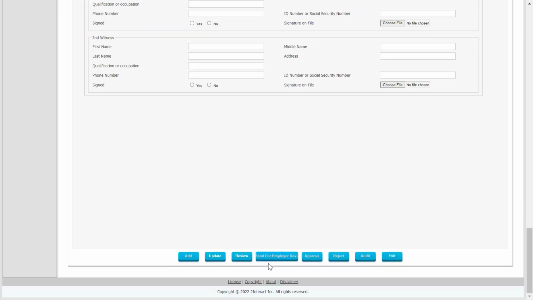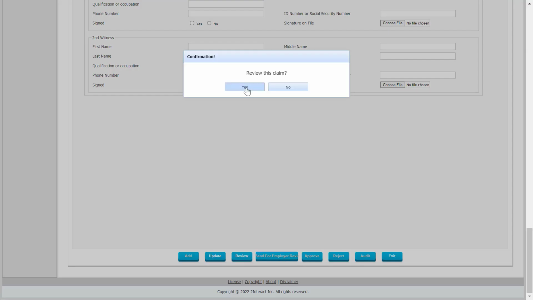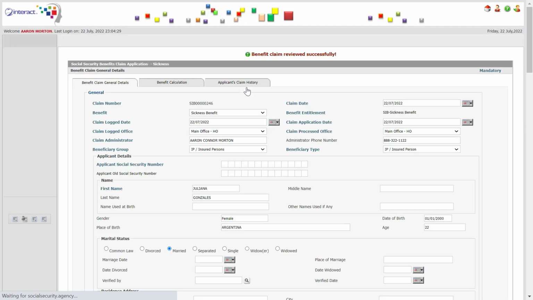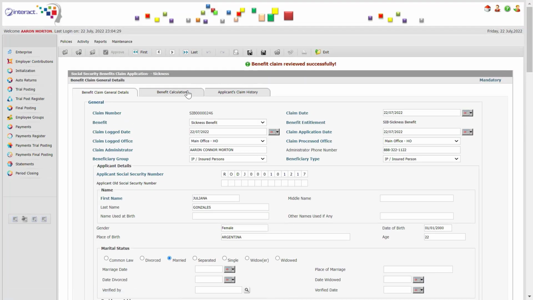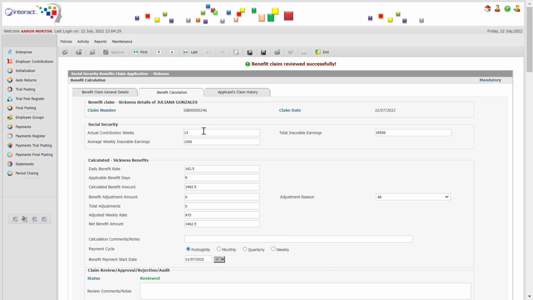Of course, you're not just reviewing the basic demographic and claim information. You also need to review how the benefit entitlement for this claim is calculated. Here are the general details, and here are the calculation details.